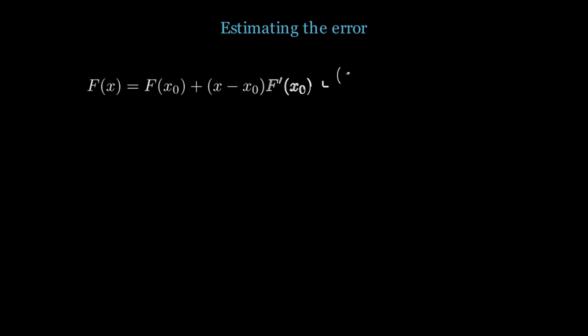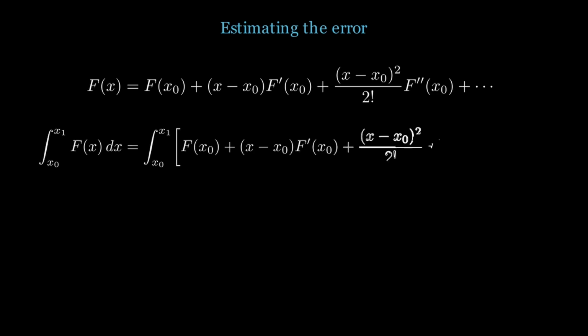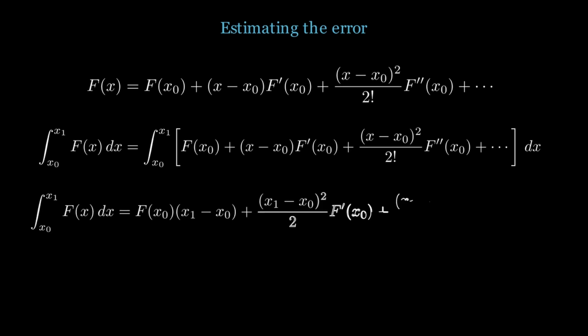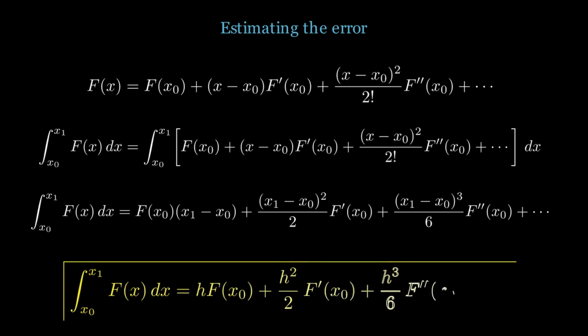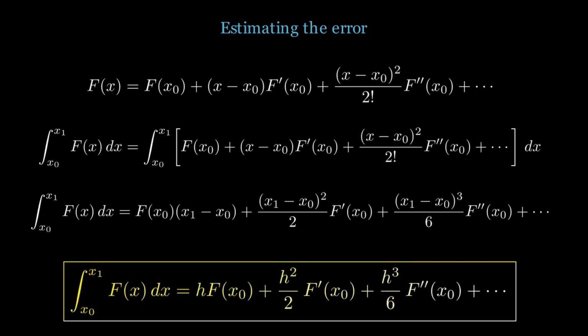Now we'll go on to estimate the error that we get on using the trapezoidal rule. We first expand f(x) around x equals x0 using Taylor series. Now integrate both sides over x from x0 to x1. After integrating and putting in the limits, we get the following. Next, we will replace x1 minus x0 with h. We obtain the following result. We'll call it equation 1. We'll keep this aside for a moment.